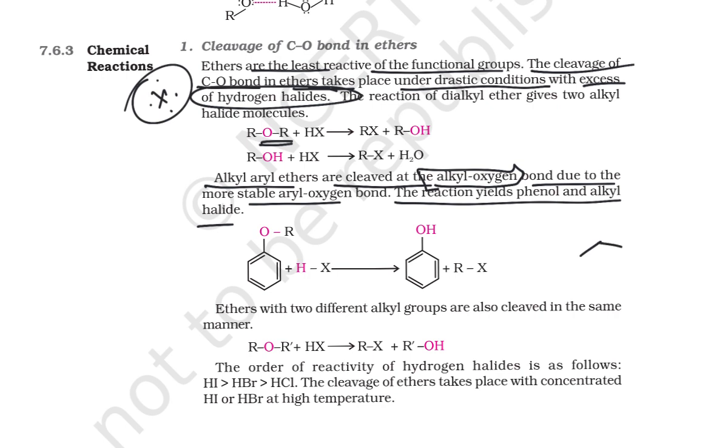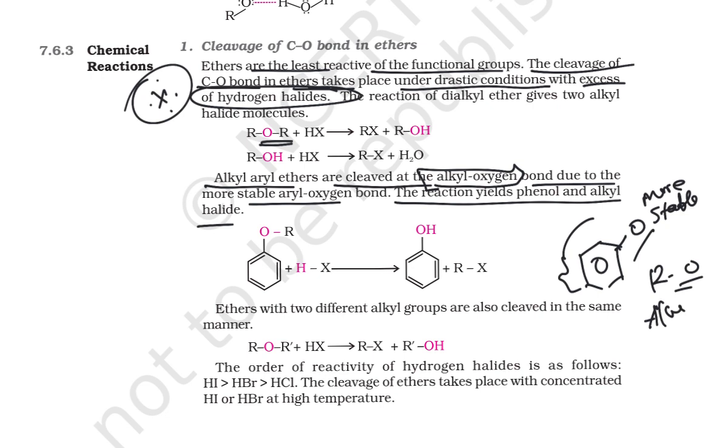So the reaction yields products like this. For example, here two fragments are possible: there is an aryloxy and there is also an alkoxy. As we discussed, this aryloxy is more stable compared to the alkoxy, because it is resonance stabilized, so it easily gets a proton from the hydrogen halide and becomes a phenol. Clear? Then here is ROR. The ether with two different alkyl groups is also cleaved in the same manner.